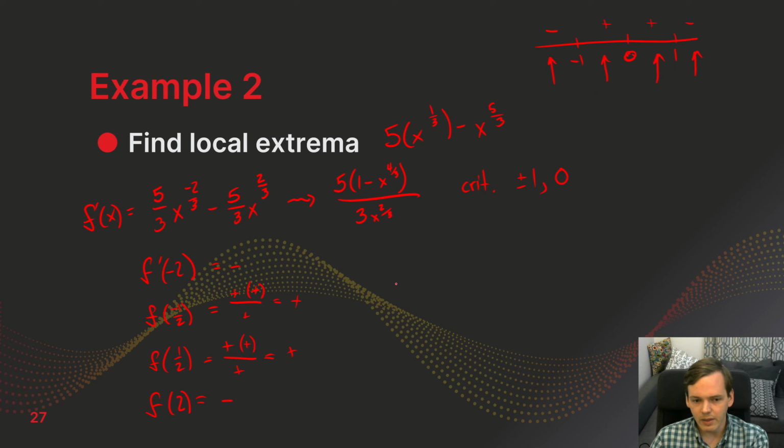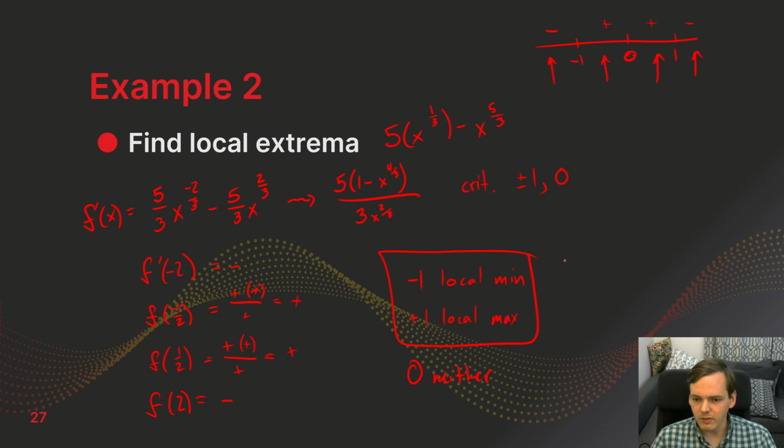So we know that -1 is our local min, and positive 1 is our local max, or a local max, I should say, and 0 is neither, because it was increasing before and it's increasing after.